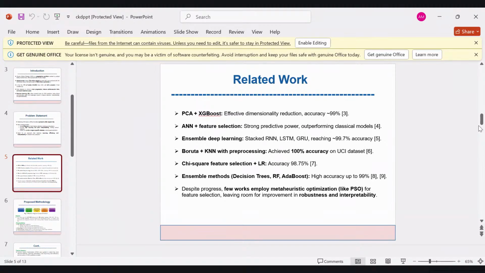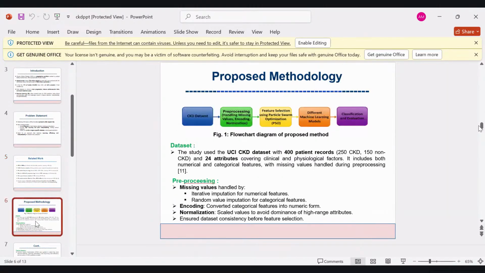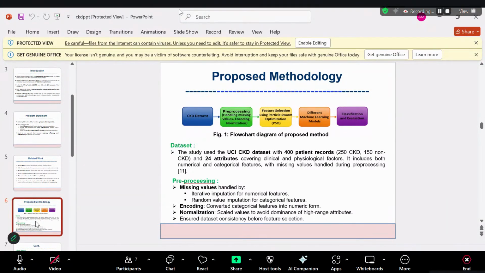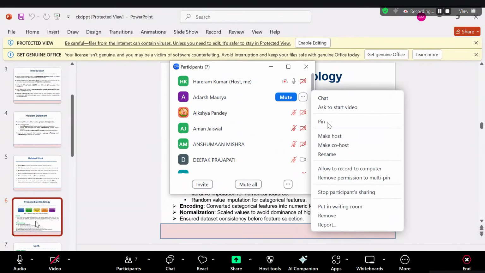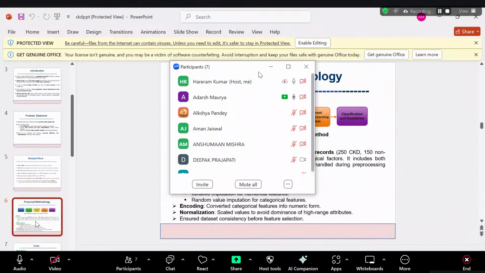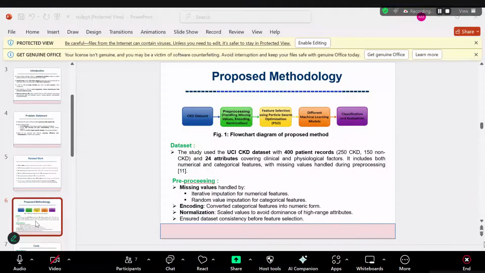So now we are moving towards my methodology of CKD detection. We have used the UCI CKD dataset, which has records of 400 patients with 24 attributes. 250 were suffering from CKD and 150 were non-CKD. They were not suffering from any kind of kidney problems.